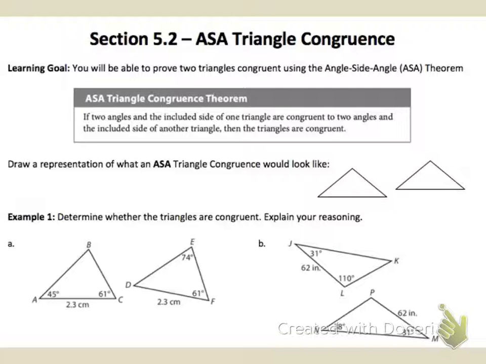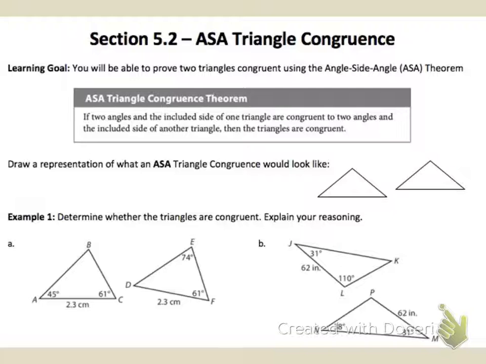So our learning goal is you will be able to prove 2 triangles are congruent using the angle, side, angle, or ASA theorem. So when I said ASA, that's what I meant: angle, then side, then angle theorem. And what that really means is we just have to show that 3 parts in the 2 triangles, not all 6, just 3 parts, are congruent.